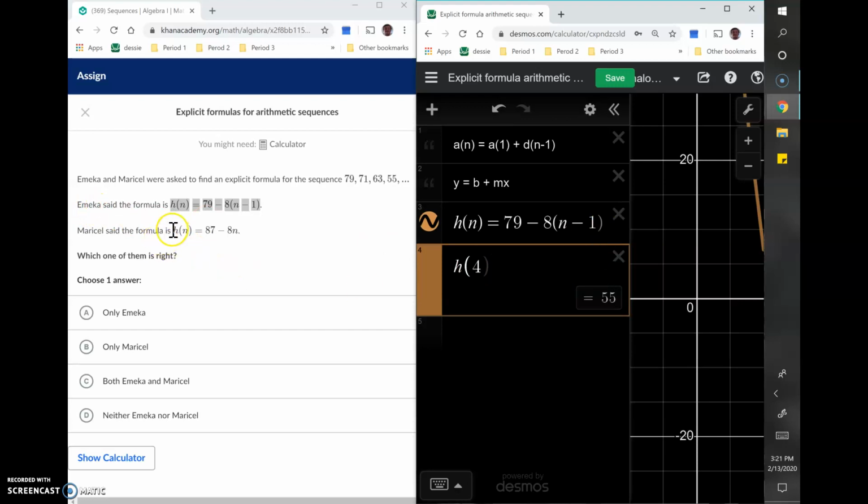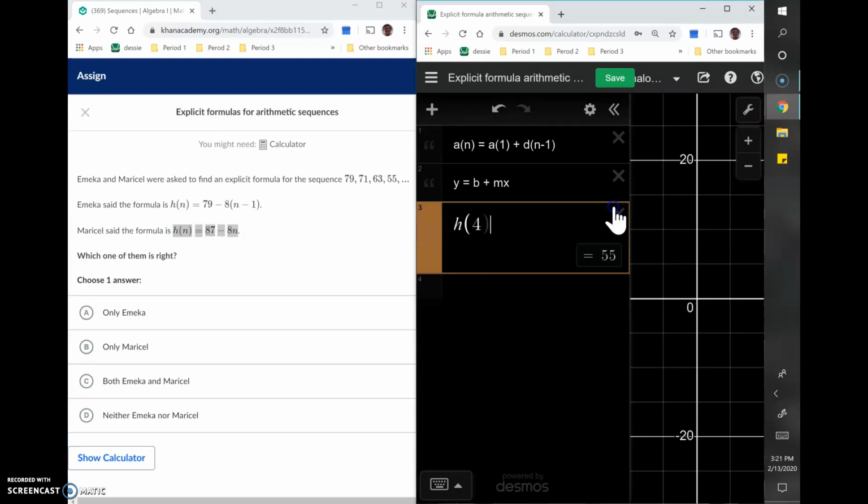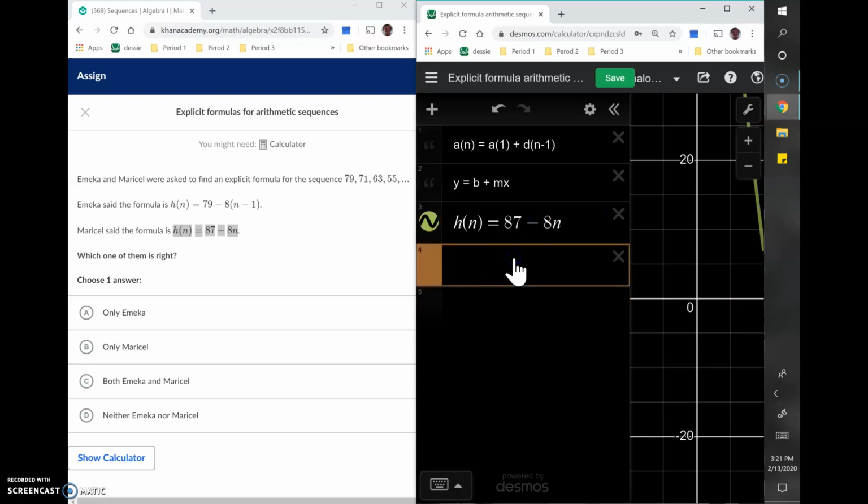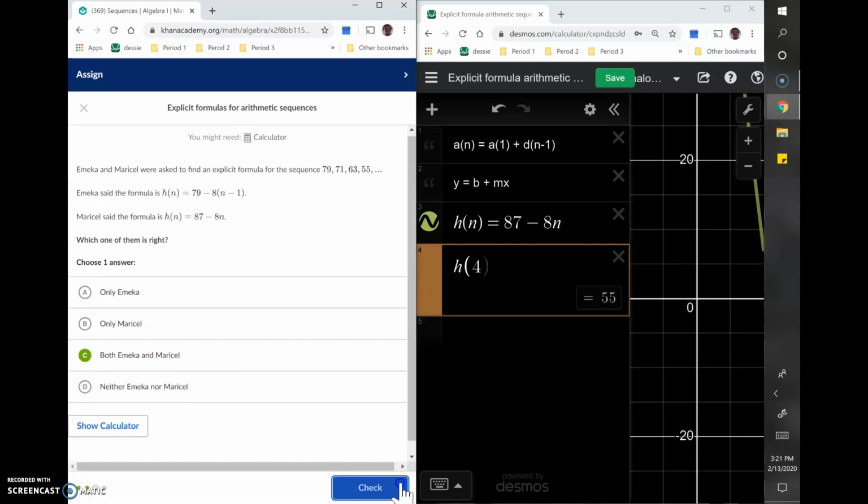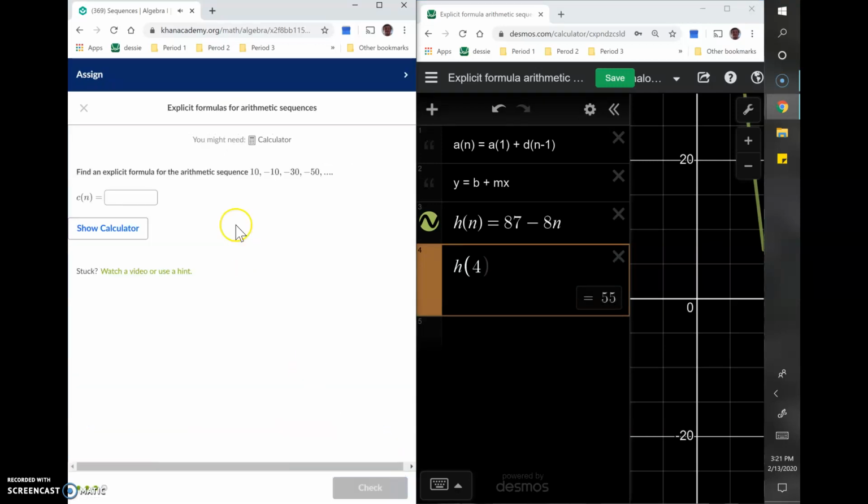Let's check on Marcel and see how Marcel's doing with his explicit formula. So we're going to copy this over, delete this, paste it in, and now we're going to double check the order of his. So 1 should give us 79, which it does. 2 should give us 71. 3, 63. 4, 55. Done. So again, they're both right. Nice job. And now the last one.